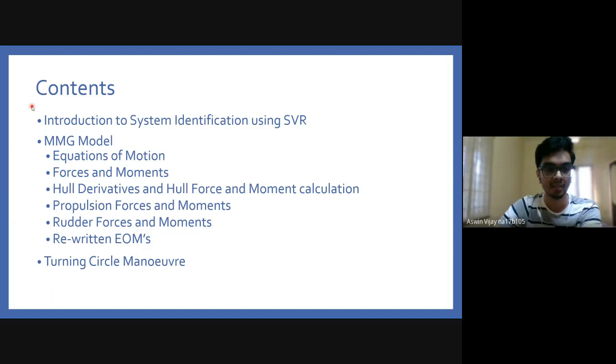Then I will introduce the model I am using, which is the MMG model. I will introduce the equations of motion, how forces and moments are calculated for use, the hull derivatives and hull forces, the propeller forces, the rudder forces, and finally how the equations of motions are rewritten so that they can be solved in the body fixed frame. Finally, I will present the result of the solved model for the turning circle maneuver.